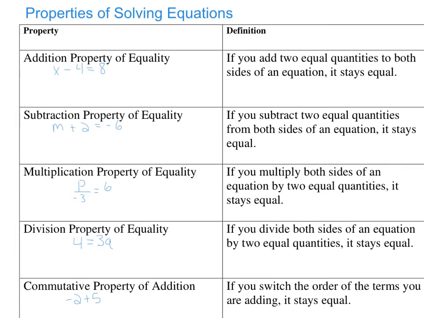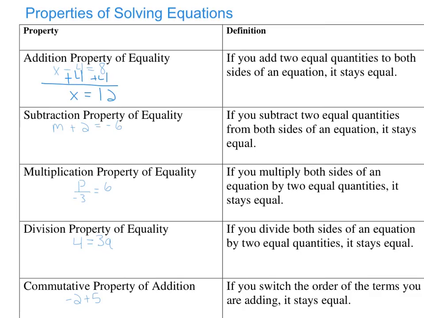The first property is the addition property of equality, and it says if you add two equal quantities, most of the time two equal numbers, to both sides of an equation, it will stay equal. So in our example over here, I would be adding 4 to both sides of the equation to get rid of that subtracted 4, and then I would have x equals 12. So I added the same thing on both sides, and it gave me a new equation that was still equal.